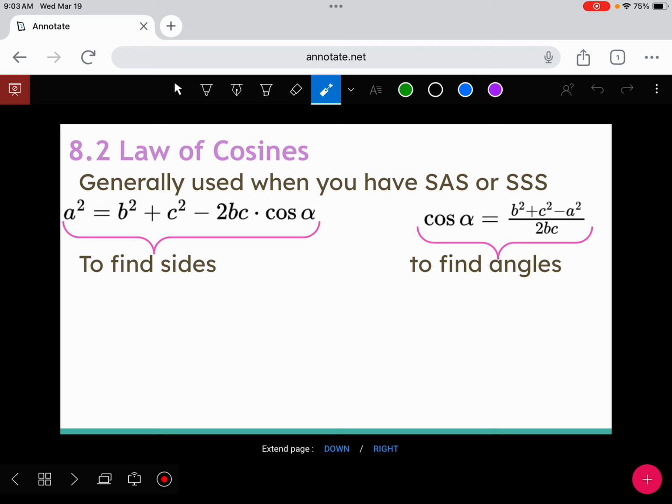But these are the pieces we have here. So our law of cosines we can use to find our angles if we have side, angle, side, or if we have side, side, side. So we can find our angle from those.